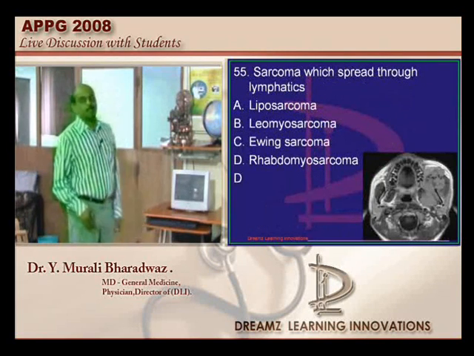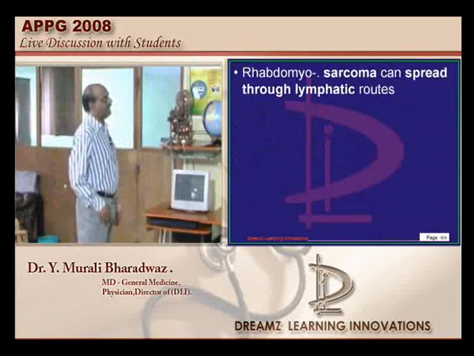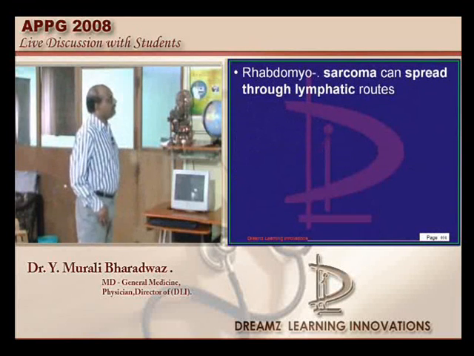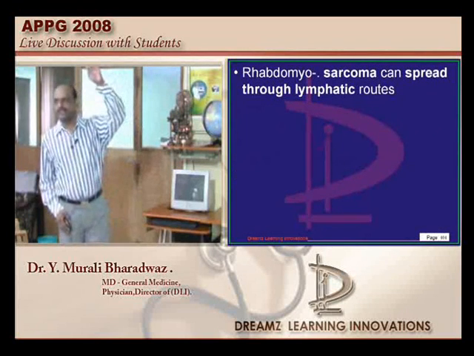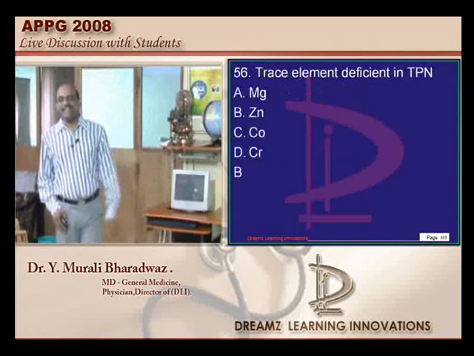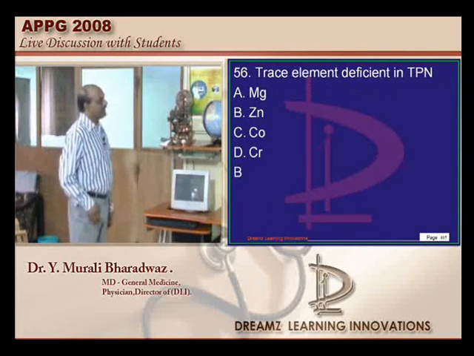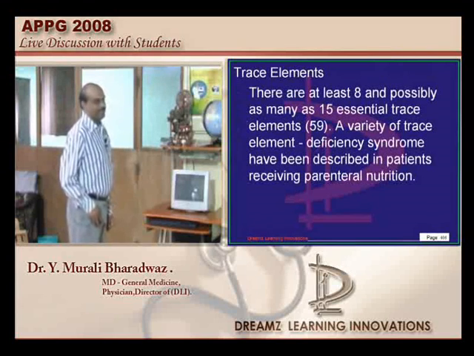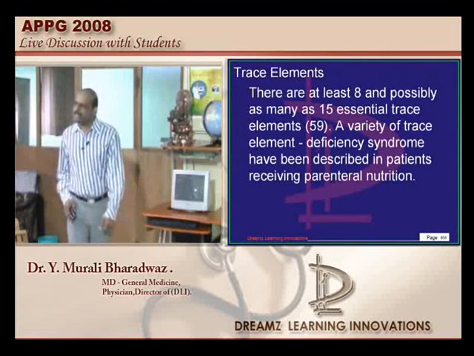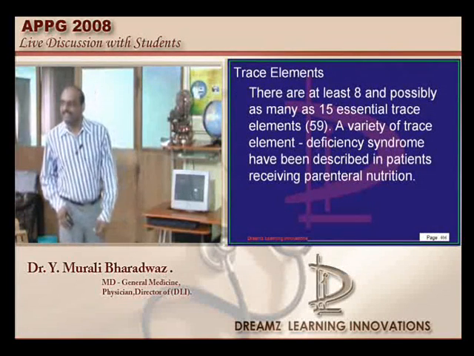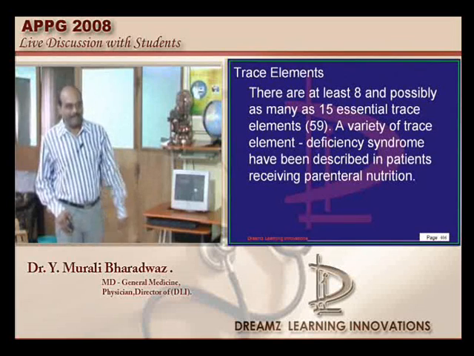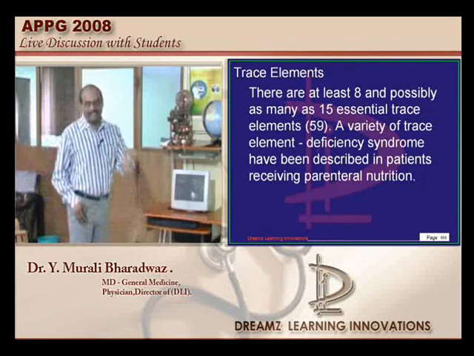Rhabdomyosarcoma is the one which can spread by the lymphatic route, all of you know very well. Now how many answered magnesium for this? Deficient in TPN. Reasonable answer. But I also have other references. But magnesium is a trace element. Once more, trace element was there in the frame, right? Okay, let us check whether it is trace or not.